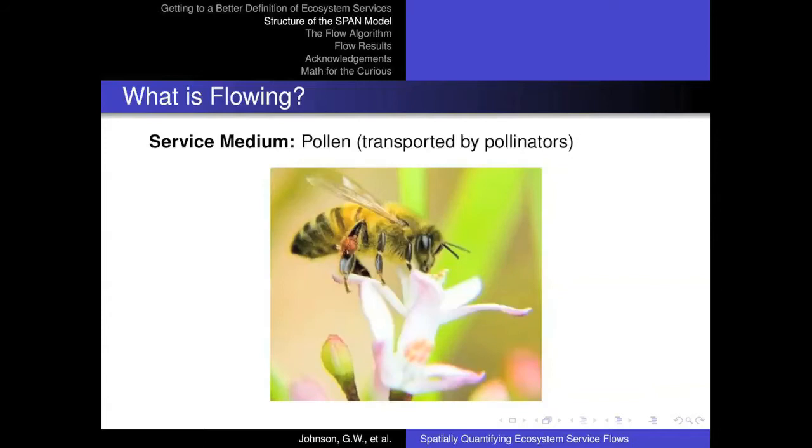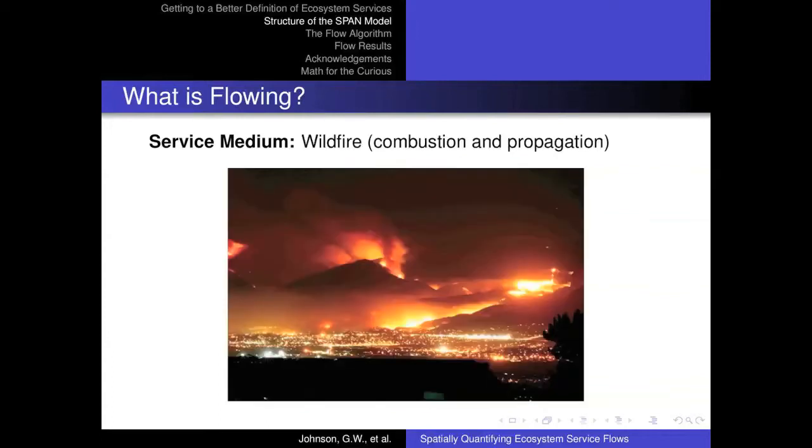Here's the pollen example, and of course pollinators are moving this pollen from here to there, which is all good. Another one I didn't throw out there is wildfire protection. We've got a big issue with that in the West. In that case, you identify the landscape that generates the service medium, being wildfire. That is what? You mean ecosystem? I mean a fire-prone ecosystem, fire-prone landscape. Vegetative fuels. Right, vegetative fuels, fire-prone landscapes.